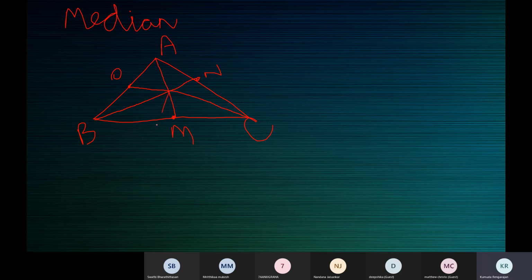Now the point of concurrence of the 3 medians of a triangle is called the centroid. It's normally represented by the letter G.